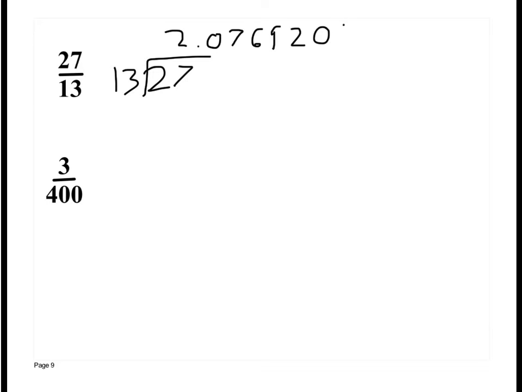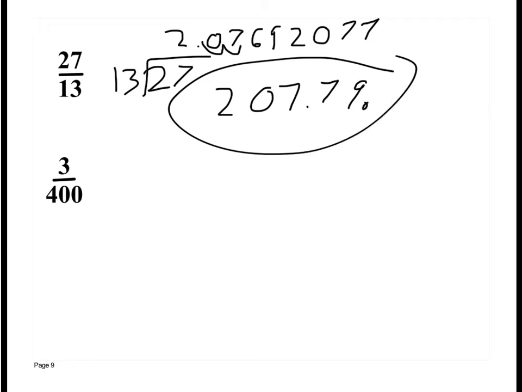27 over 13. So what I do is I take 27 divided by 13. Which when you do that, it comes out to 2.0769230077. And then you move the decimal place 2 places to the right. So you get 207 point, and then you have to decide, do you keep it at 6 or do you round it to 7? 7. There's your answer, 207.7%.